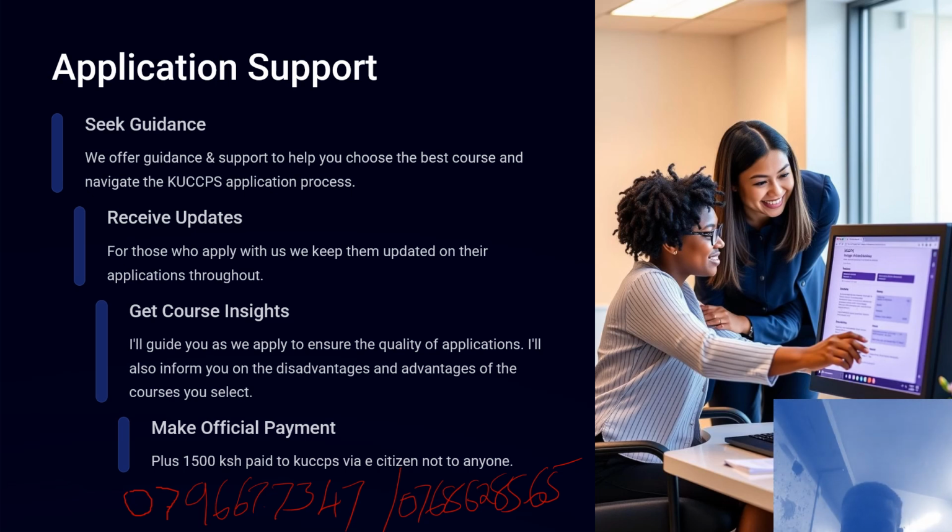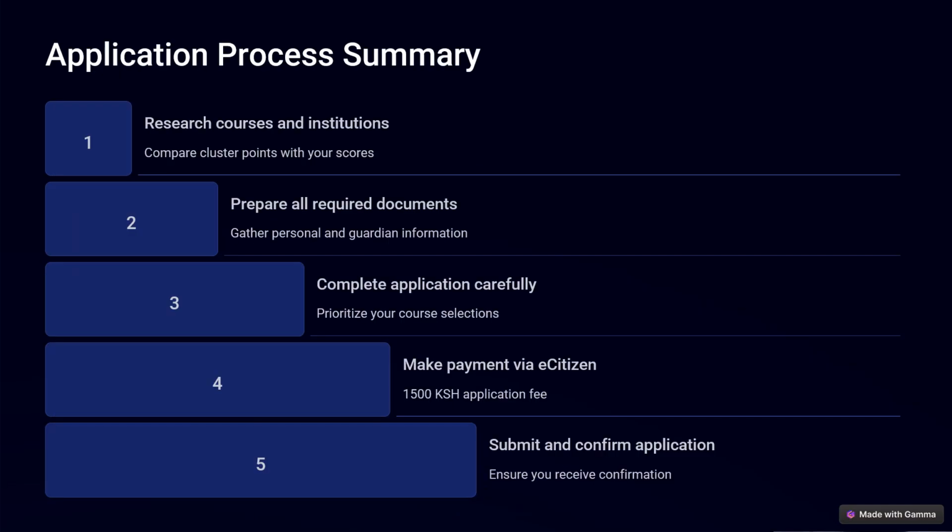Okay, next step, we have the application process summary. These are my last slides. Now, number 1, research course and institution, compare cluster points with your scores, as I told you earlier. Then prepare all required documents, gather personal and guardian information, ensure you have all those information before going to that portal, because if you don't have the information, you get stuck.